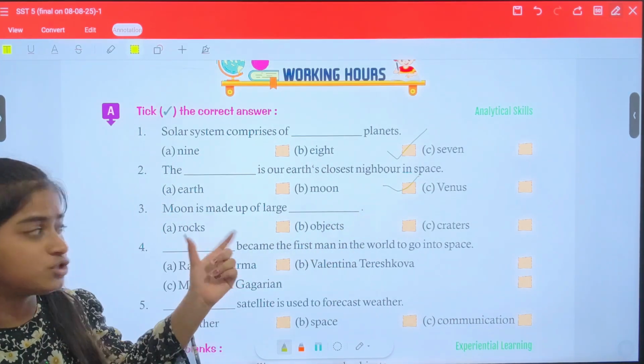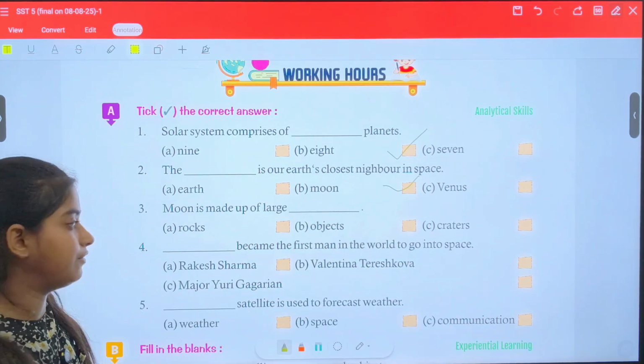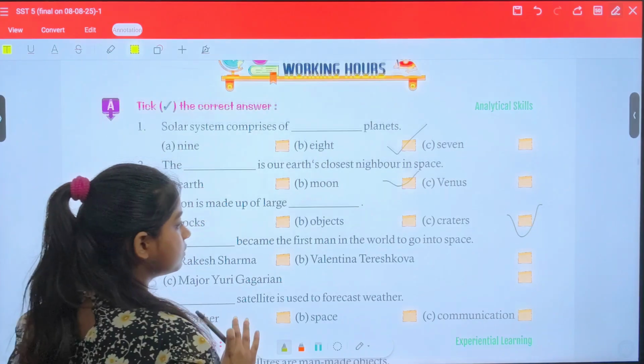The Moon is made up of large craters, which is very rough and uneven. Craters.